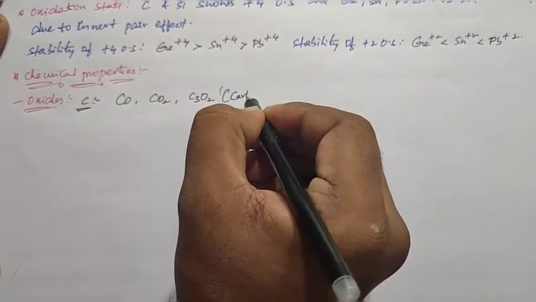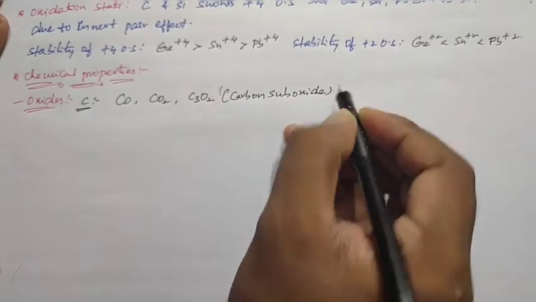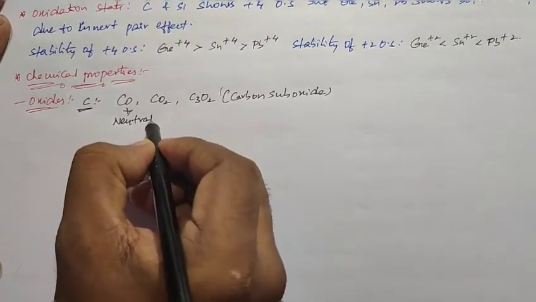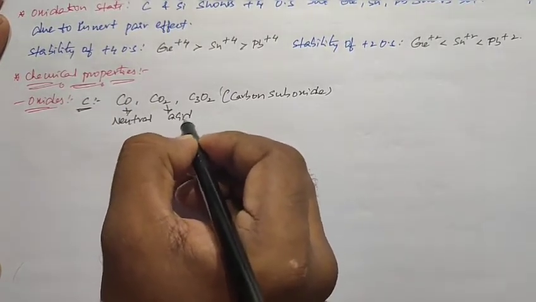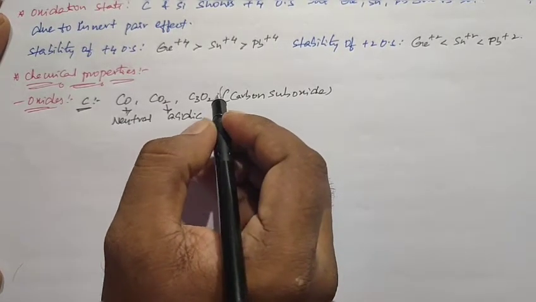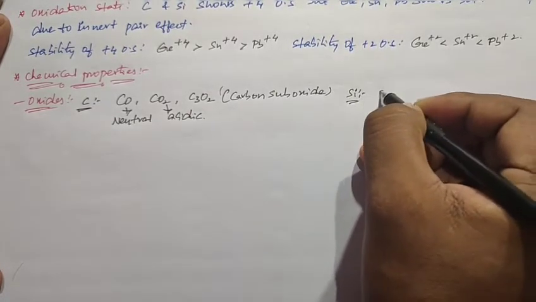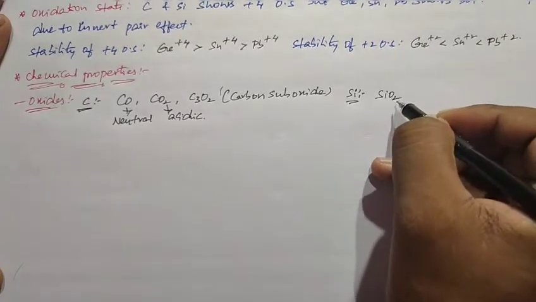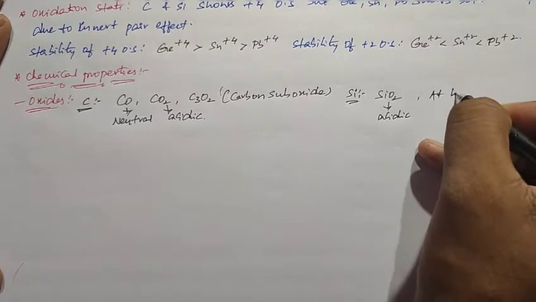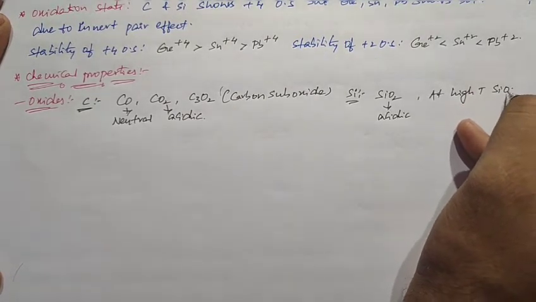Its name is carbon suboxide. In that, carbon monoxide is a neutral oxide, and carbon dioxide is an acidic oxide. After carbon comes silicon. Silicon forms only one type of oxide, silicon dioxide. It is acidic in nature, and at high temperature it can form silicon monoxide, but its existence is very limited.